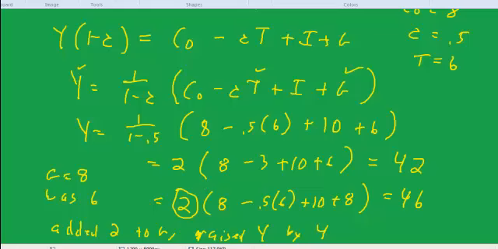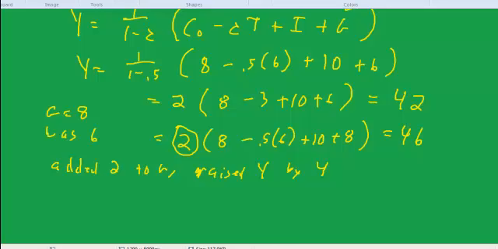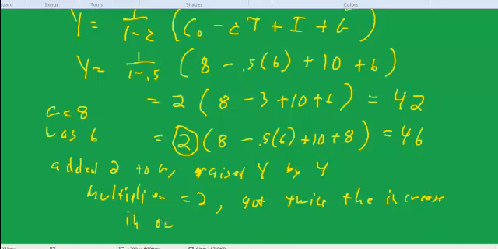So we say that in our example, the multiplier is 2, which means we got twice the increase in output of the increase in government spending.